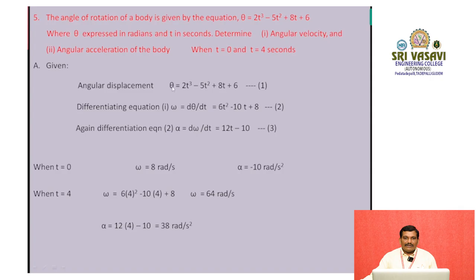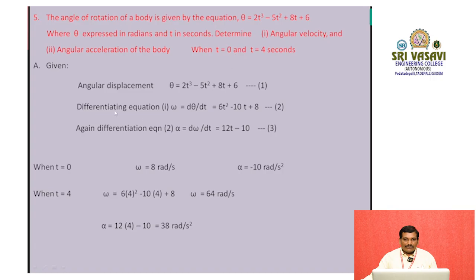Differentiating this equation, d theta by dt is equal to omega, the angular velocity, that is 6t square minus 10t plus 8. By differentiating the first equation, we got the angular velocity from the angular displacement. Again differentiating the angular velocity, we get the angular acceleration alpha, that is d omega by dt, 12t minus 10. In the question it is given when t is equal to 0 and t is equal to 4 seconds, we have to find the angular velocity and angular acceleration of the body. From the displacement equation we got the angular velocity and angular acceleration.